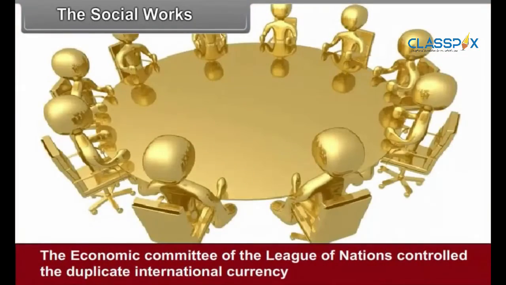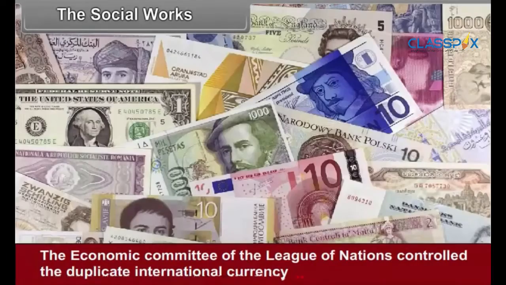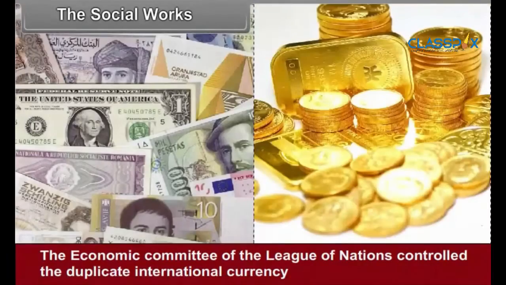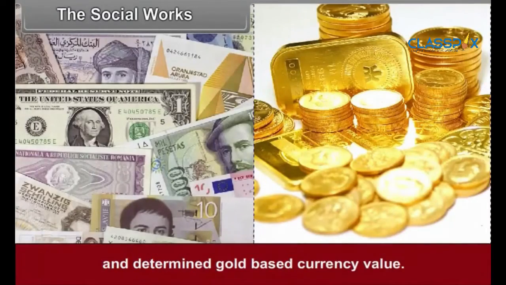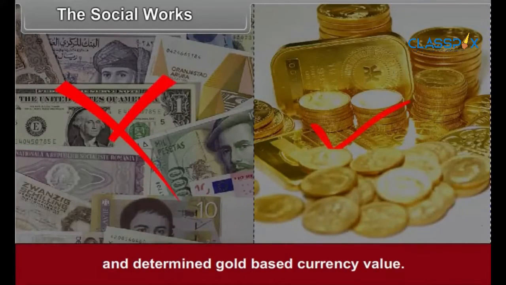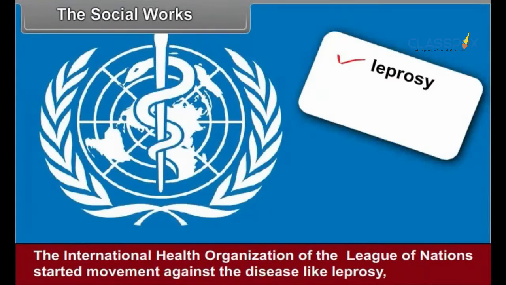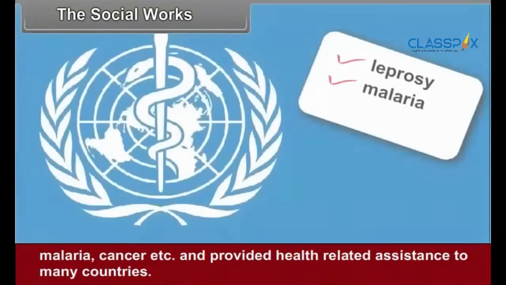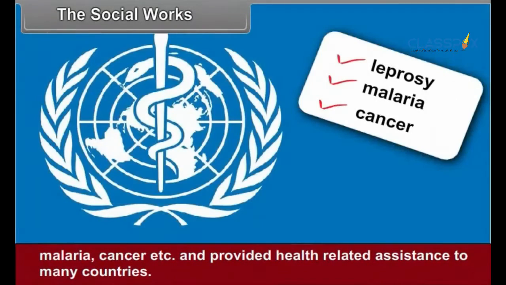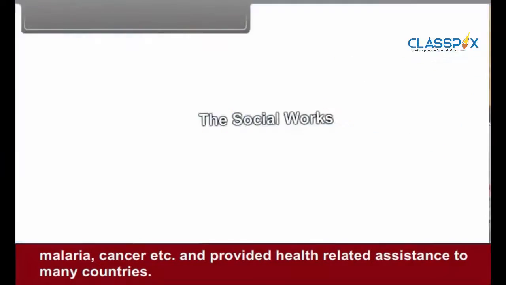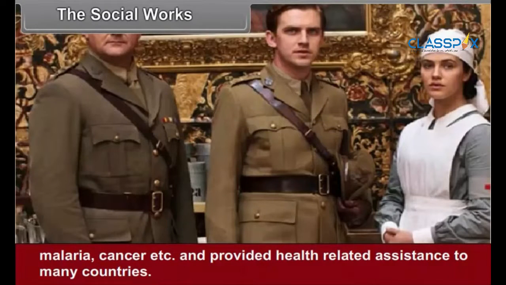The Economic Committee of the League of Nations controlled duplicate international currency and determined the gold-based currency value. The International Health Organization of the League of Nations started a movement against diseases like leprosy, malaria, cancer, etc., and provided health-related assistance to many countries.